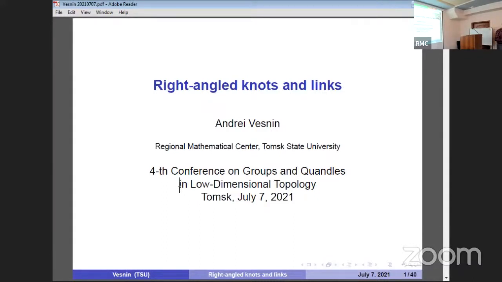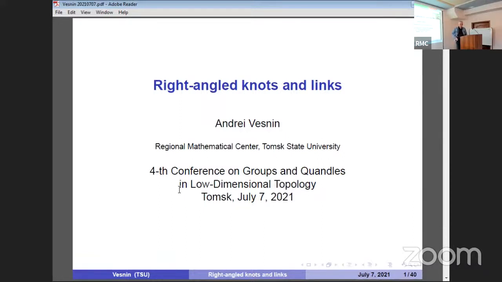Our first talk for today is by Andrei Vesnin. He will speak about right angle knots and beams. Thank you very much. It's my pleasure to present talks related to quandles and groups.